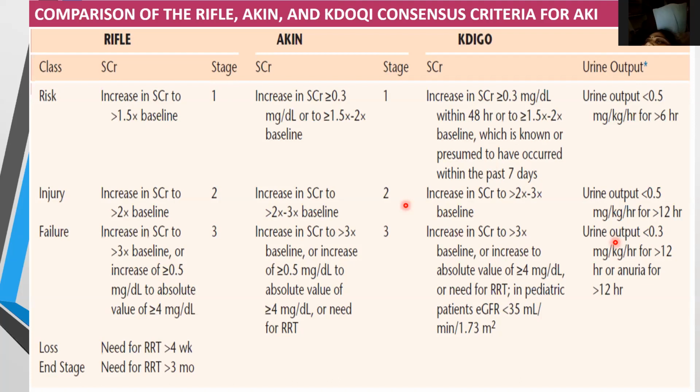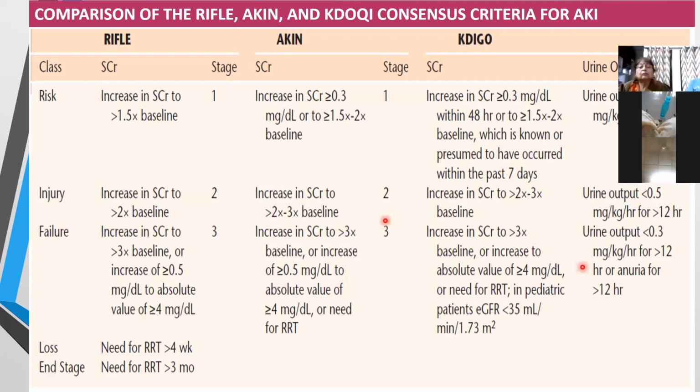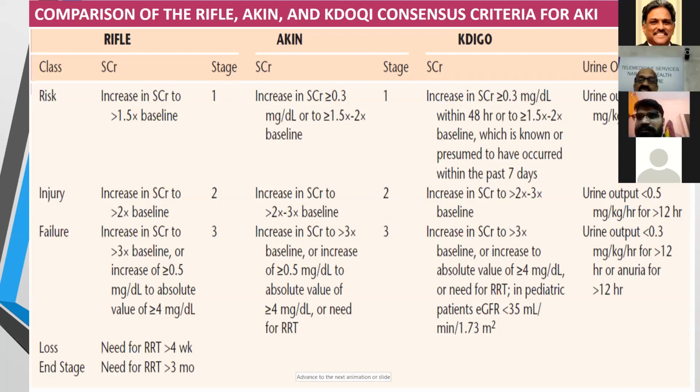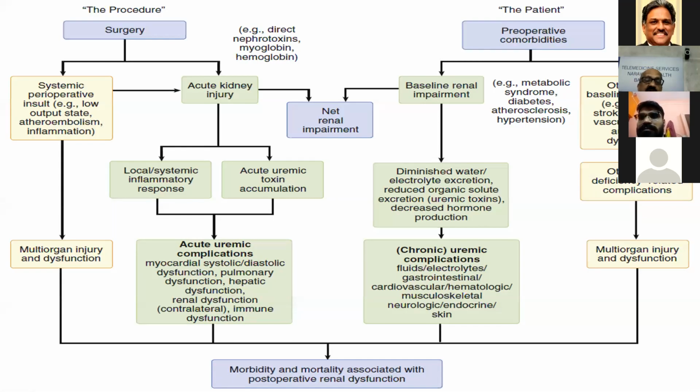All of them use the serum creatinine and the urine output criteria, and then classify the severity of the kidney injury based on these criteria. These are the three common consensus criteria used in the recent period. And I guess that the KDIGO criteria is most commonly used in most of the institutions and in the recent literature and publications.